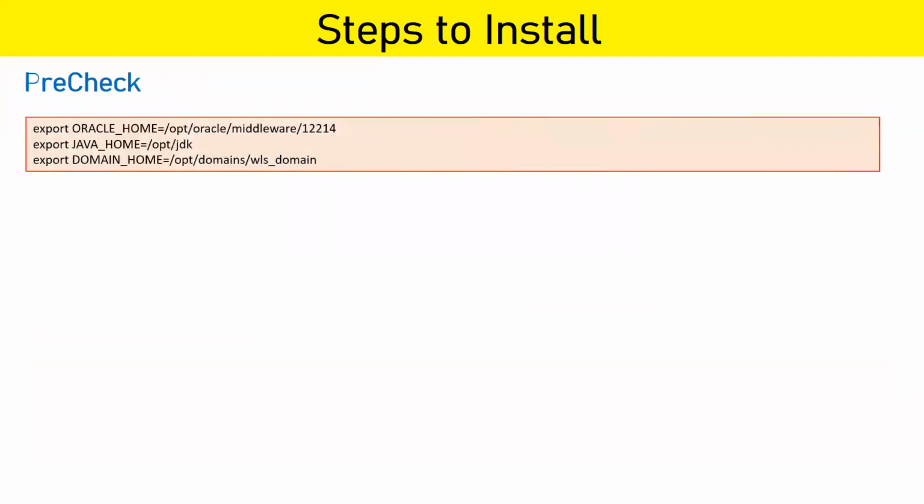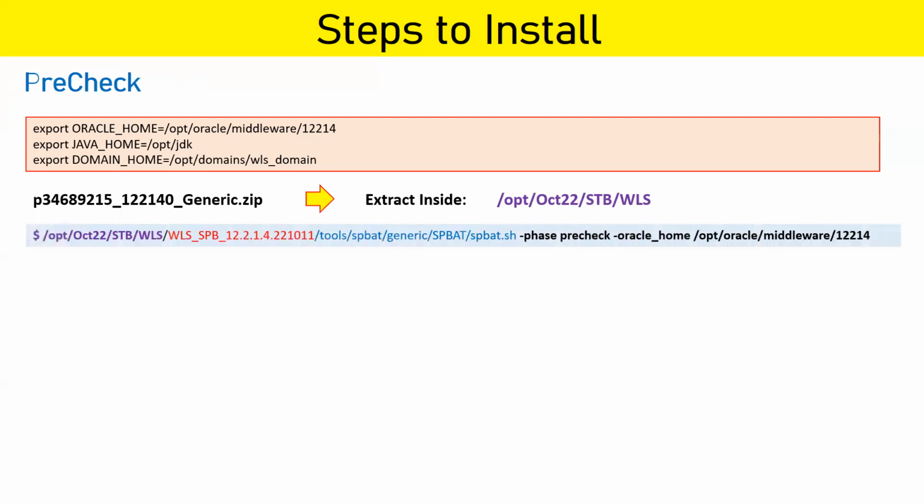Now, before applying the patch, you have to check the prerequisite for your Oracle home inventory. Okay, for that, set the Oracle home, Java home, and domain home path variables. For Linux-based or Unix-based systems, it is the export command for exporting the variable. If it is Windows, then you have to run the set command, or you can edit your environment variables and add the path or Java home there as well. Okay, so this is my generic zip file which I am going to extract inside /opt/october22/stpwls.